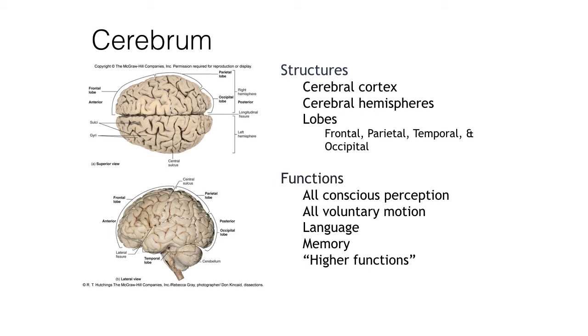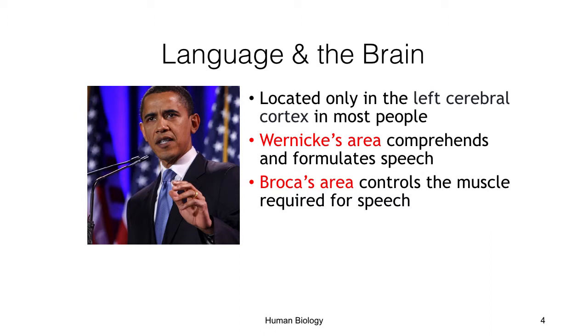The cerebrum, I should point out, is where all conscious perception occurs, where we evaluate incoming sensory information, where we determine where all voluntary motion is going to happen. It includes our center for language, memory, and all higher functions like judgment, impulse control, planning, all sorts of things like that.